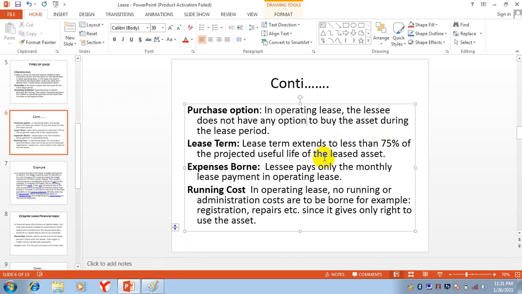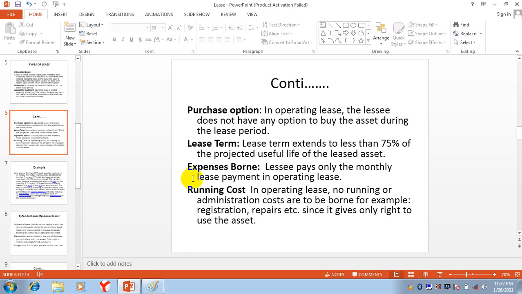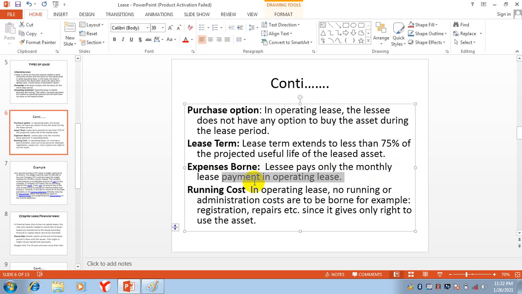That is 75% of the projected useful life of the leased asset, not more than 75%. Expenses borne: the lessee pays only the monthly lease payment in an operating lease. The lessee will only pay the monthly rental payment. The maintenance expenses will be paid by the lessor, by the owner.